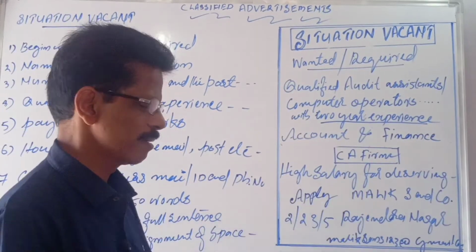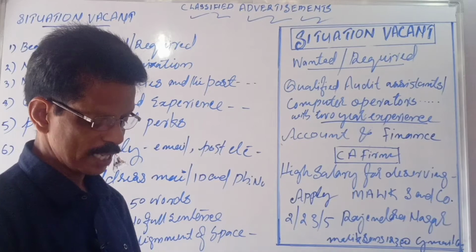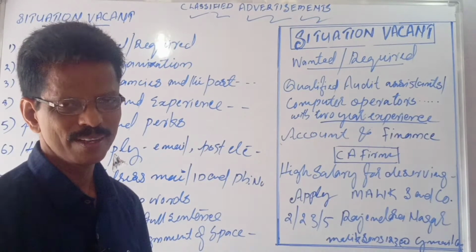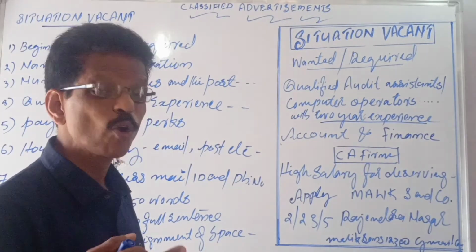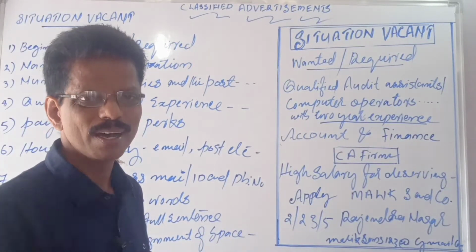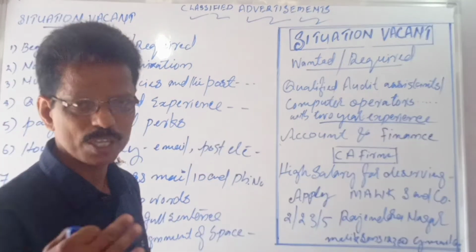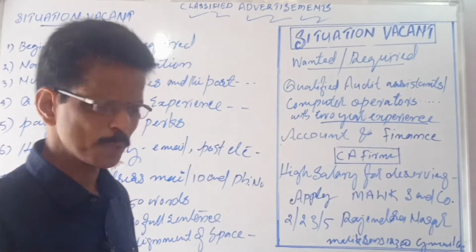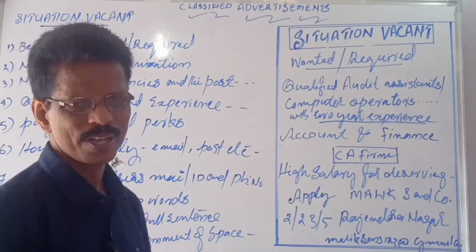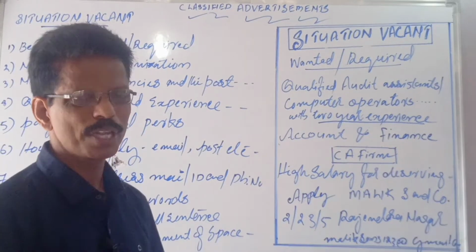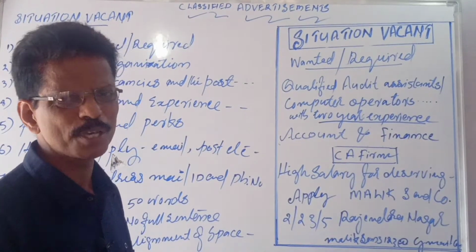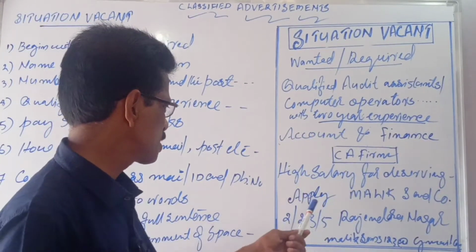Then high salary. Sometimes the salary will be mentioned. Sometimes there will be salary no bar, which means no limitation for deserving candidates. Sometimes it will be negotiable. Negotiable means it can be discussed and decided. They will offer something, and if you want to ask more, you can ask. It can also be salary negotiable. Or a salary can be mentioned also, no problem. There will be a range, like 20,000 to 40,000 or 40,000 to 80,000. It will vary according to the post. So, high salary for deserving candidates.